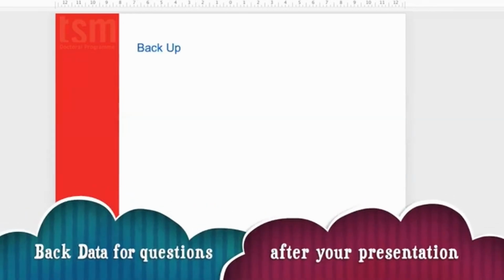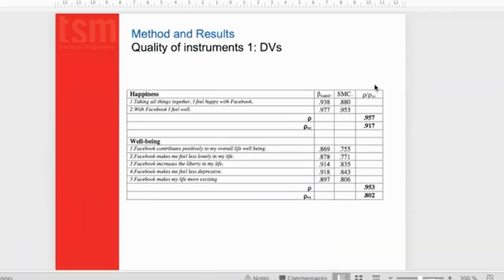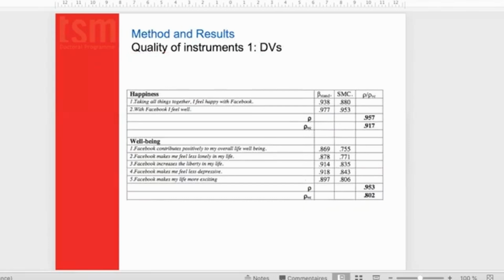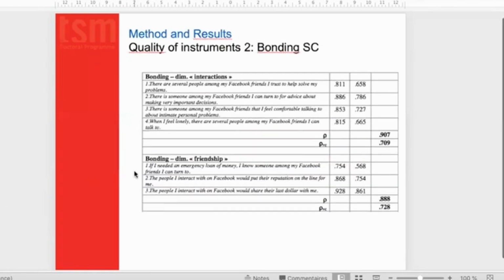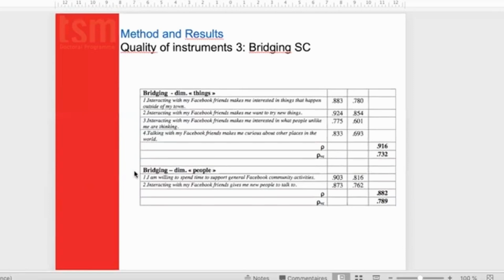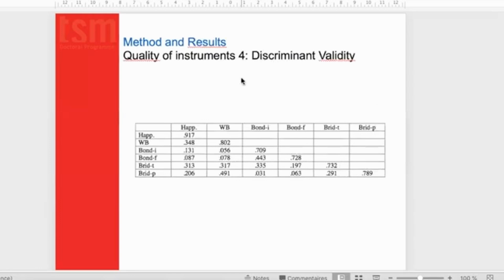And then, as I said, you have your backup, I have my scales. So you see here the different items of all measurement scales with the convergent and discriminant validity. So for happiness, for well-being, you have it here, and for bonding. How did we measure bonding and bridging capital, again with our validity and reliability indicators. We have here the discriminant validity.